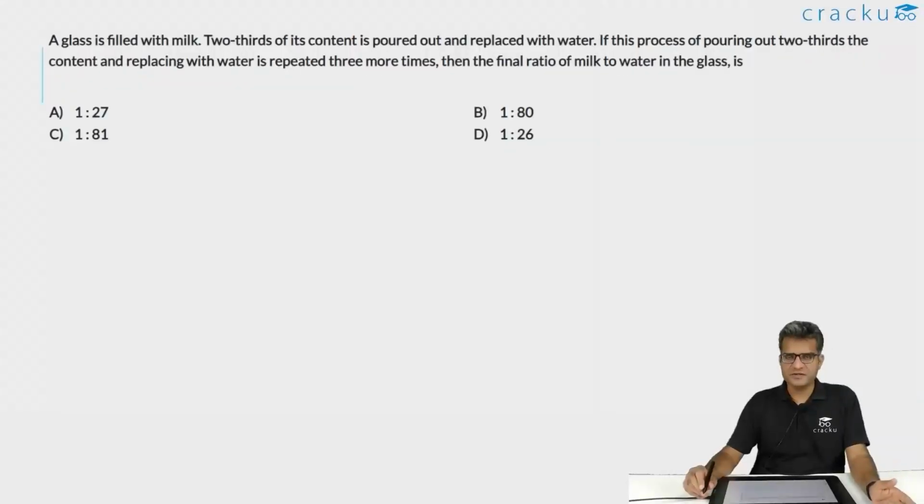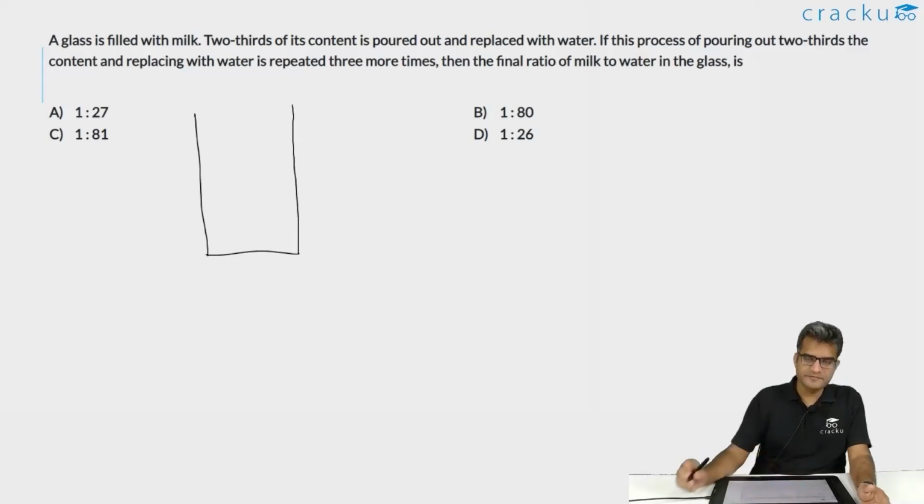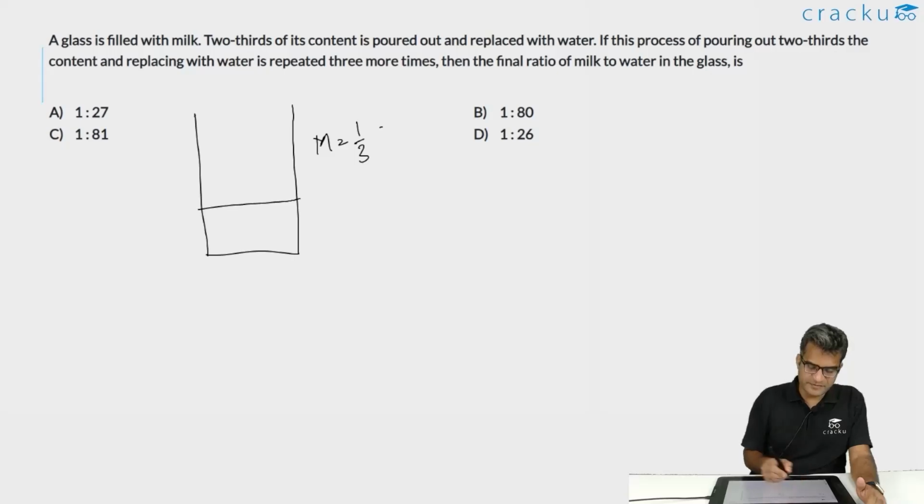In this question, we are told that a glass is filled with milk. 2/3 of its content is poured out and replaced with water. So once this 2/3 is replaced, the fraction of milk becomes 1/3. If this is replaced again, if say 2/3 is replaced again, after the second time this is done, the amount of milk becomes 1/9.